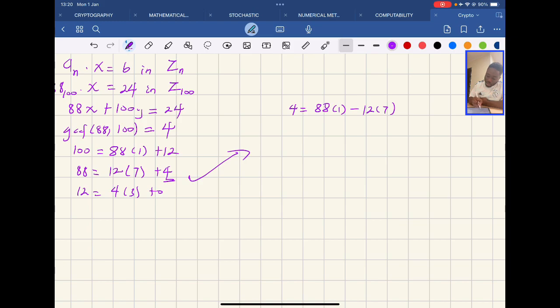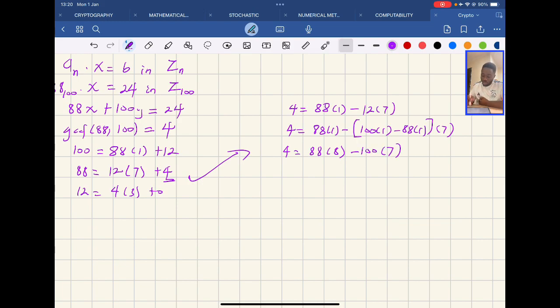Then we go to the next remainder, which is 12. So 4 is equal to 88 times 1. Then in place of 12, we are going to put in 100 times 1 minus 88 times 1, or multiplying 7. So 4 will be equal to 88 times 8 minus 100 times 7.